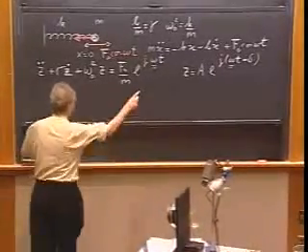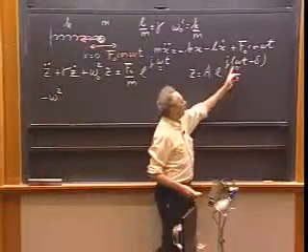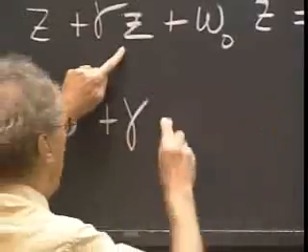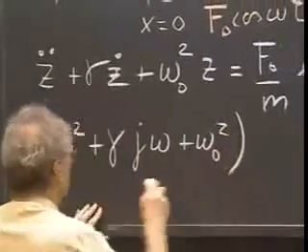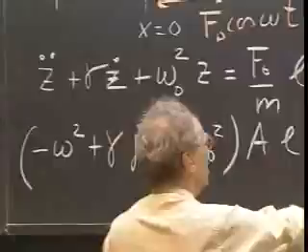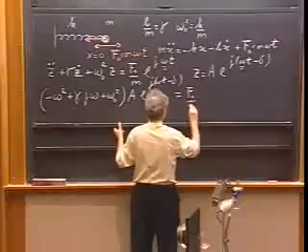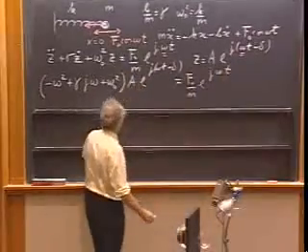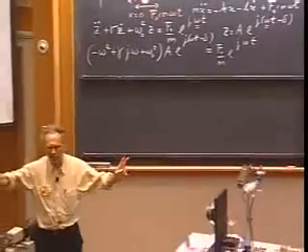So now I'm going to take the second derivative, so I get minus omega squared. j omega comes out twice, so I get minus omega squared. Then I get plus gamma times j omega. Then I get plus omega 0 squared. And that whole thing multiplied by A e to the power j (omega t minus delta) now equals F0 divided by m times e to the power j omega t. So the whole thing is now in the complex plane. And you see that e to the power j omega t cancels on both sides.